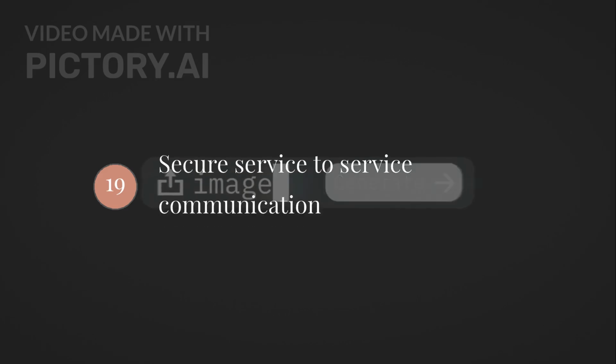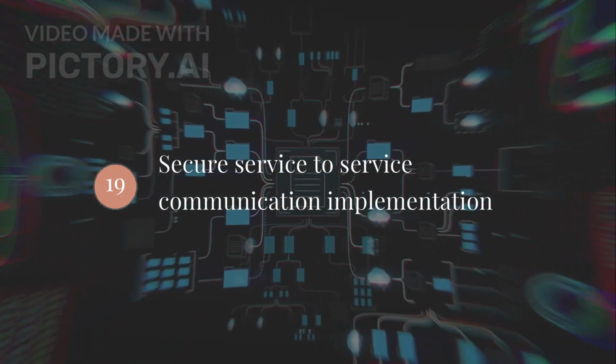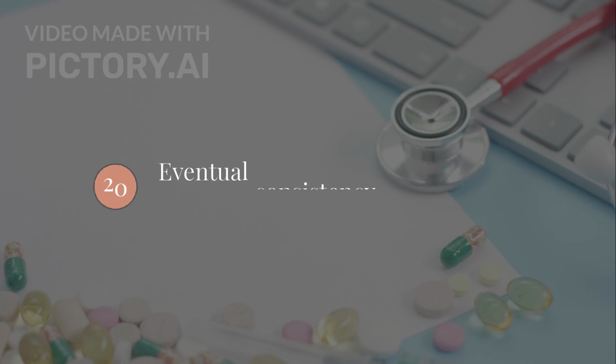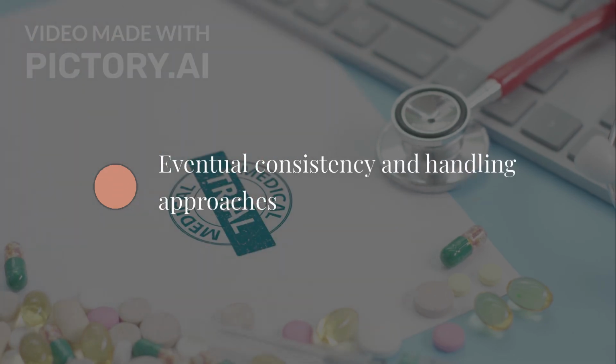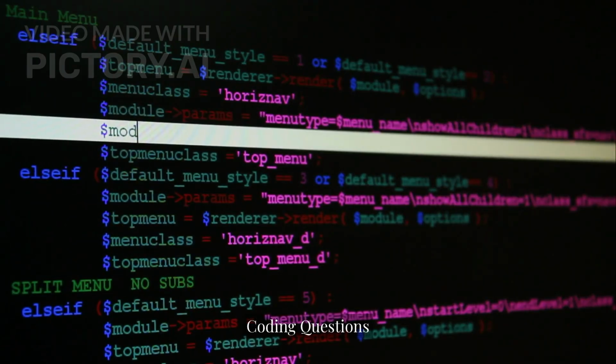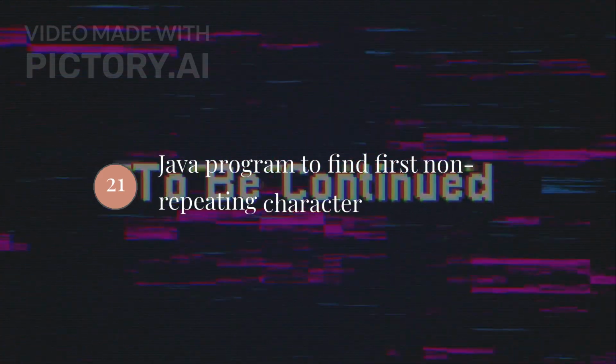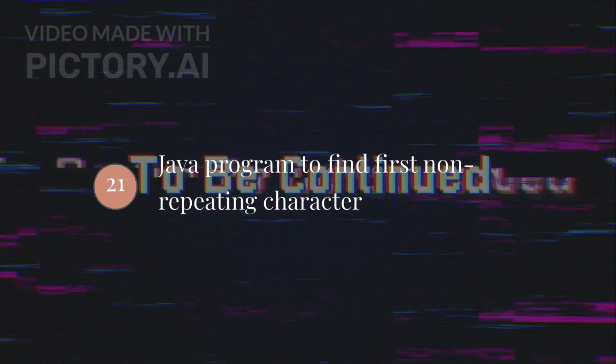Question 19. How do you implement service-to-service communication securely? Question 20. What is eventual consistency and how do you handle it? Coding questions. Question 21. Write a Java program to find the first non-repeating character in a string.